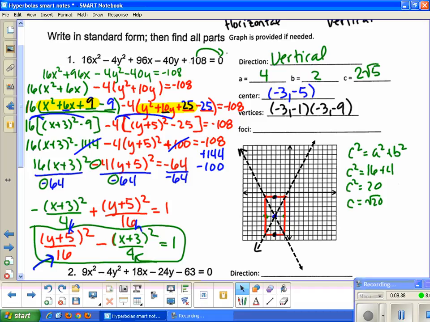So now that I have my vertices, I know that my graph is opening up and down. So from here, I know that my graph is going to go this way and start from here and going this way.